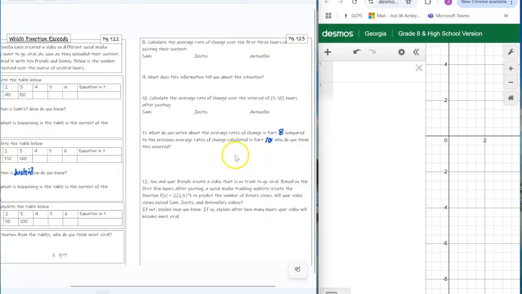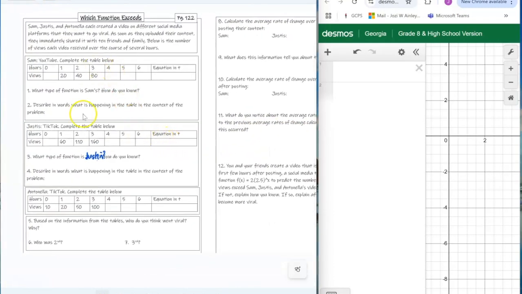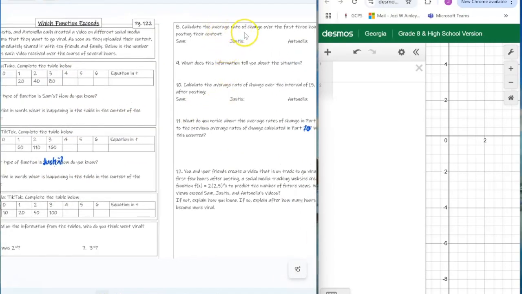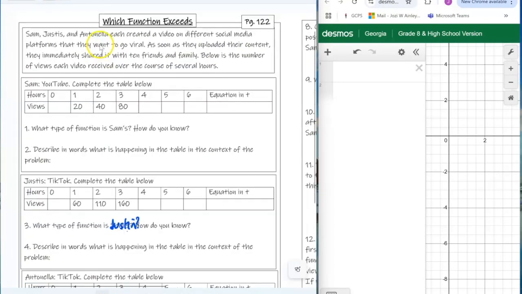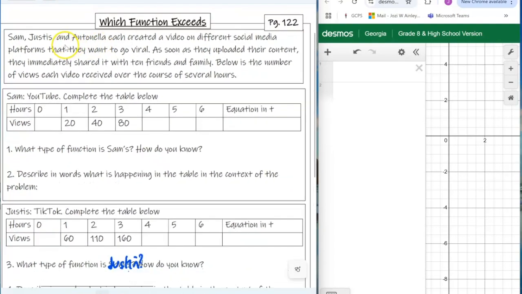All right, so I'm going to kind of jump around on this video because you actually know how to do all of it. I just want to remind you how to do average rate of change. So this all has to do with this situation. So Sam and Justin and Antonella each created a video on different social media platforms that they want to go viral. As soon as they uploaded their content, they immediately shared it with 10 friends and family. Below is the number of views each video received over the course of several hours.